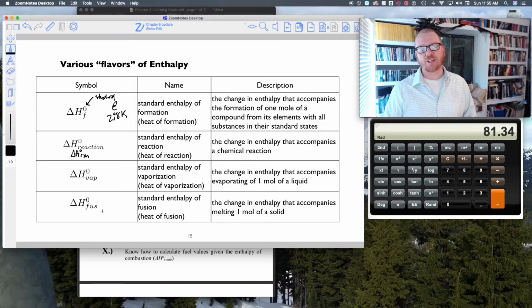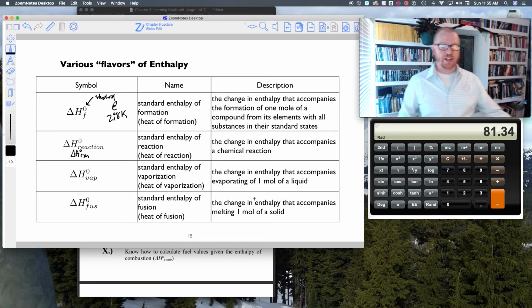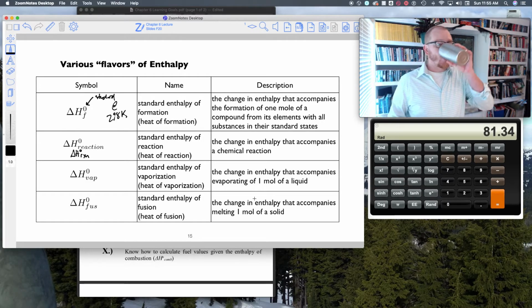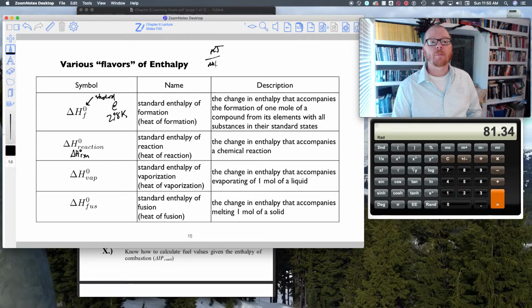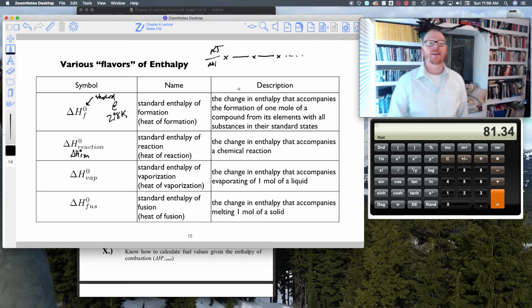So, and then we talked about these two, delta H of vape and delta H of fusion. So this delta H of vape is the standard enthalpy of vaporization, or the heat of vaporization. So the change in enthalpy that accompanies evaporating 1 mole of liquid. Or delta H of fusion, the change in enthalpy that accompanies melting 1 mole of a solid. And again, because these quantities are per mole, right, they're all some kilojoule per mole, okay, I recognize that I can do this process of stoichiometry with this quantity, right, depending on what I'm given in a problem, okay? So suppose I'm given grams or milliliters or whatever, right?